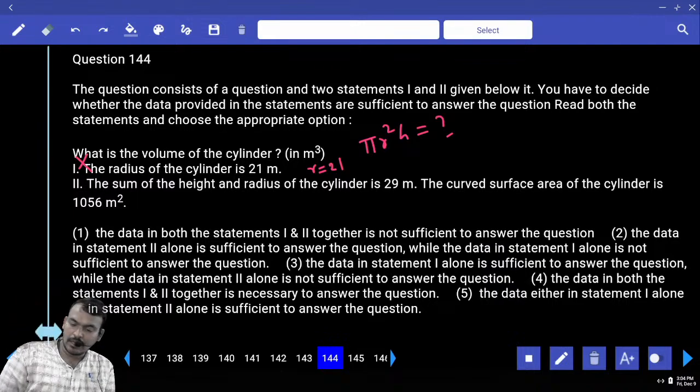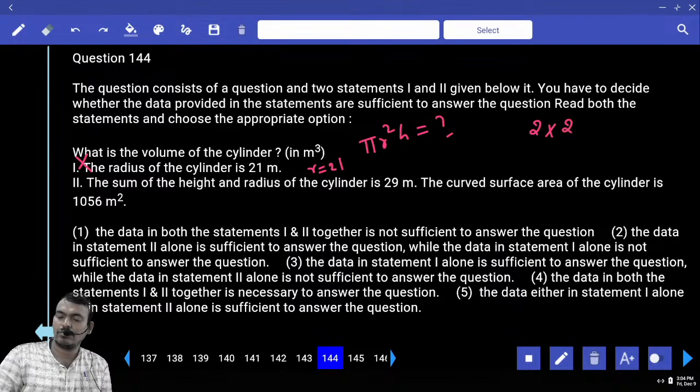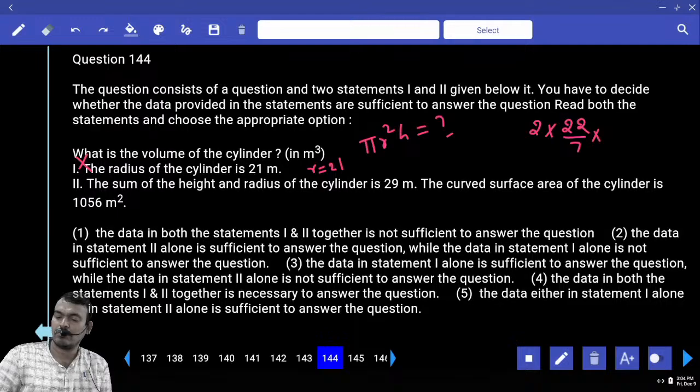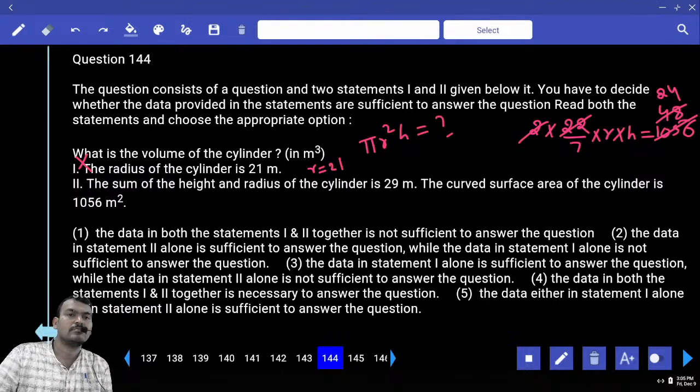1056. Okay. Curved surface area means 2 pi r h, right? 2 into 22 by 7 into r into h is equal to 1056. Okay, 22 for the 88? What is the remaining? 176. How many times? 8 times. 2 how many times? 24. Next, r into h is equal to how much?